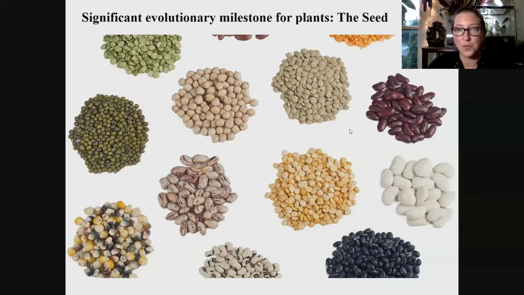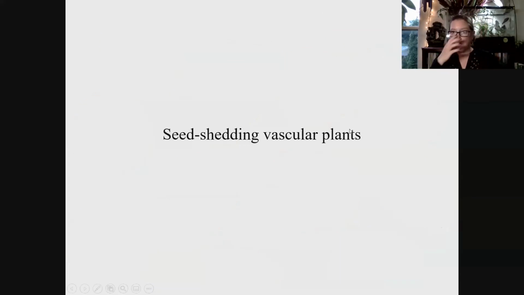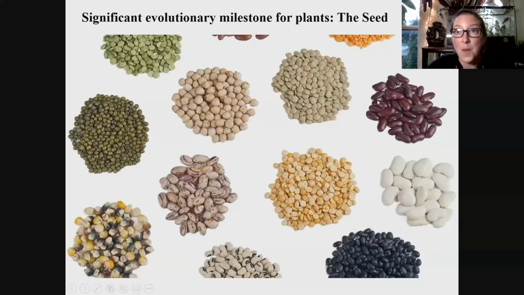All right, so far in the course, we've covered the non-vascular plants and we've covered some of the vascular plants, which were the spore-shedding plants, right? Lycopods with Lycopodium and Selaginella, and the ferns. So now we're going to go into the seed-shedding vascular plants, which are the majority of plants.